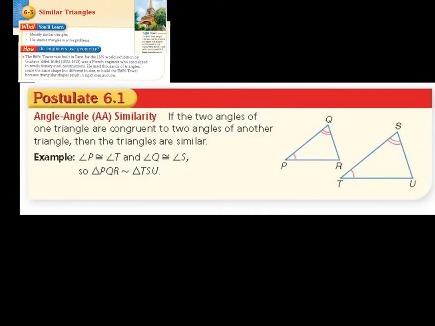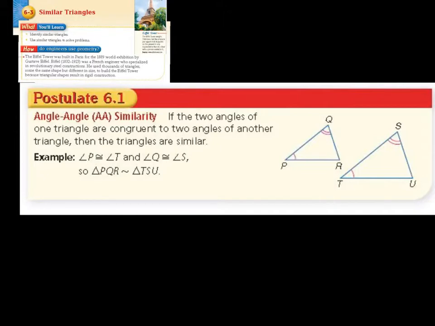Postulate 6.1 is the angle-angle similarity postulate. And remember, a postulate is so basic that it cannot be proved. We'll use it to prove theorems. Okay, the angle-angle similarity postulate says that if two angles of one triangle are congruent to two angles of another triangle, then the triangles are similar.